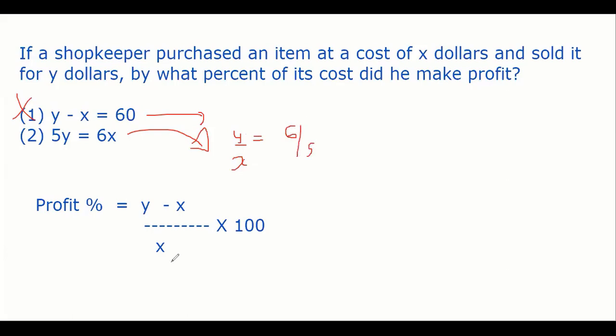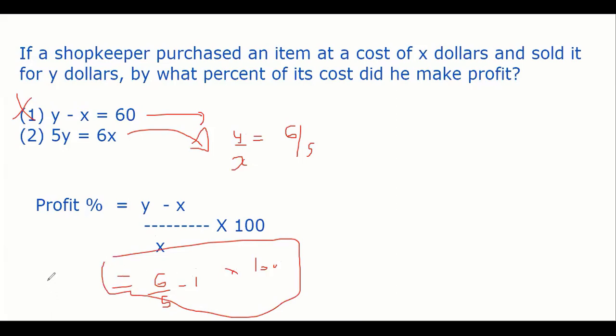Yes, sir. We put it here. The equation becomes y by x minus 1, that is, 6 by 5 minus 1. Very good. See, we don't need x now. We already got the number from this. I don't really want to calculate this. The objective is not to calculate. The objective is whether from this we can find profit percent. Yes. So statement 2 alone is sufficient. Understood, everybody? So in this question, the answer is 2 alone. Because if 5y equals 6x, I can easily calculate profit percent. So statement 2 is sufficient.